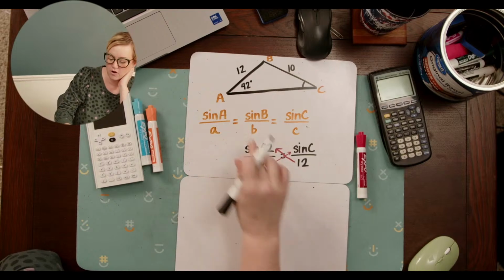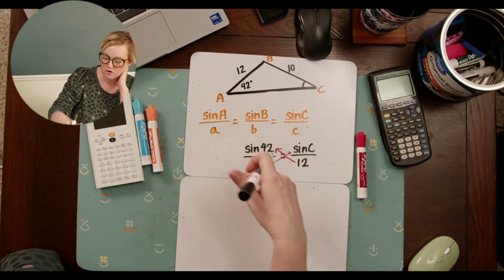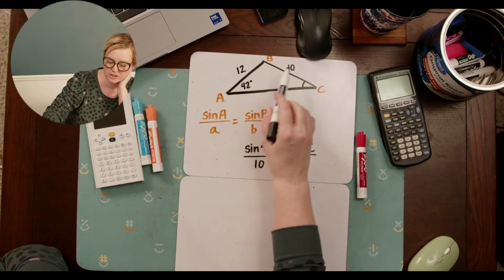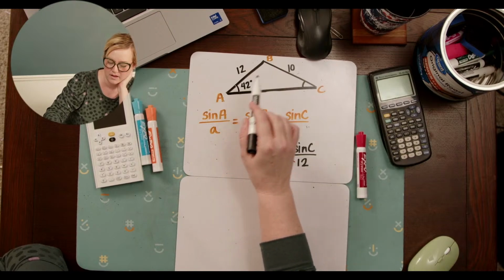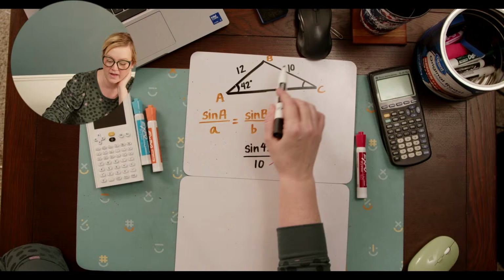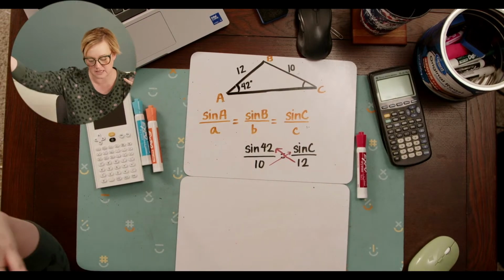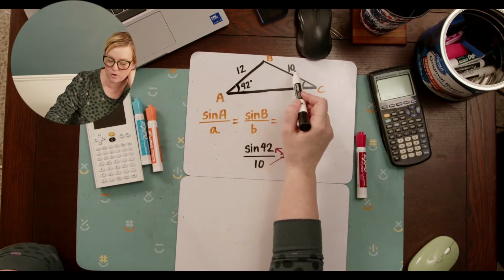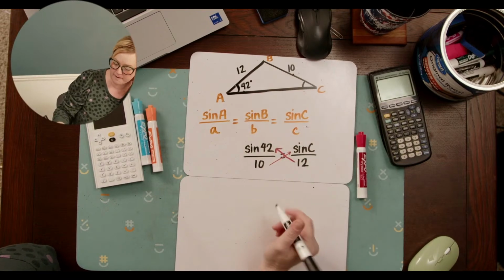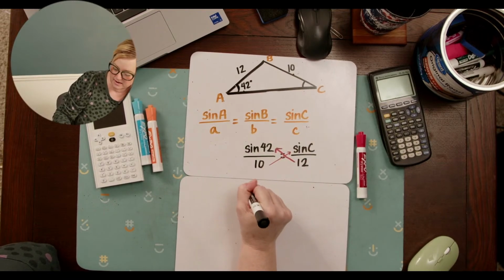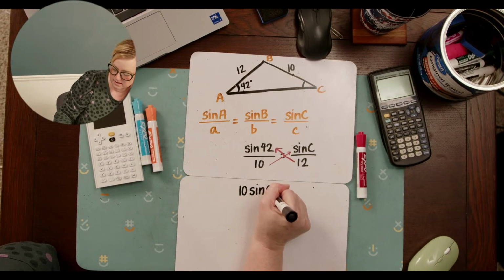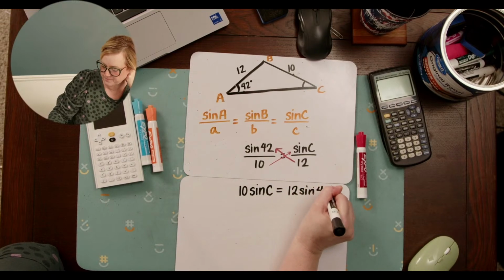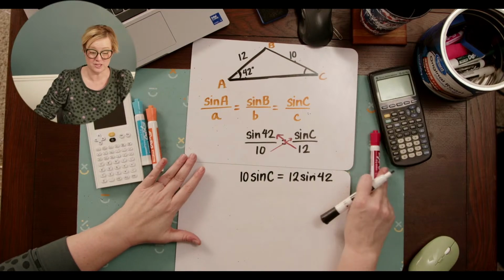Okay, so here I cross multiply. Somebody said they thought 10 would be somewhere else. Sine 42 over 10 is there because it's the ratio between the sine of the angle and the opposite side, or the corresponding side, right? It's the side that's across from it. So that's why with sine A over A, you've got sine A, which is 42, over side A, which is 10. So I've got 10 times sine C equals 12 times sine 42. Again, it's a basic proportion, right?